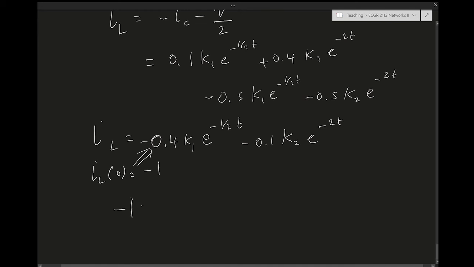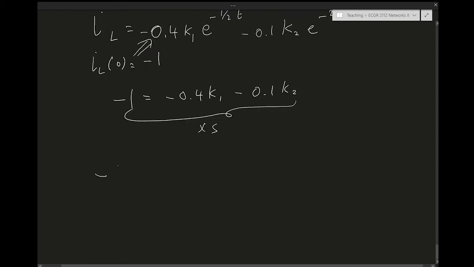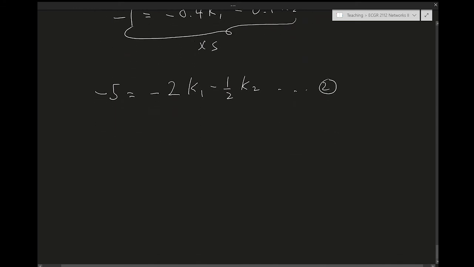So I end up with minus 1 equals minus 0.4 K1 minus 0.1 K2. Let me multiply this whole equation by 5. I end up with minus 5 equals minus 0.4 times 5 is what? 0.4 four times is going to give me 1.6 plus a final 0.4 is going to be 2. So it's going to be minus 2 K1 minus half K2. So this is the second equation. So I end up with two equations I need to solve to find K1 and K2.